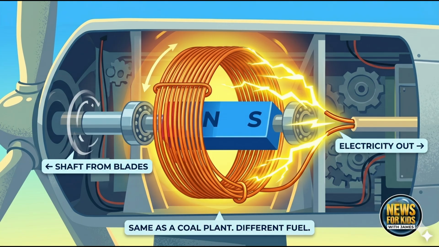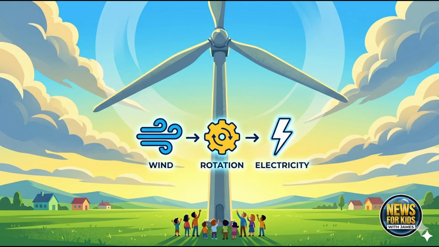Step 3. A generator converts that spinning into electricity. Coils of wire rotate inside a magnetic field, and that motion drives electrons through a wire. The last step is identical in a coal plant, a nuclear plant, and a hydroelectric dam. What is always different is what turns the shaft. Here it is the wind. Wind to rotation to electricity. 3 steps, no fuel burned, no carbon dioxide released.